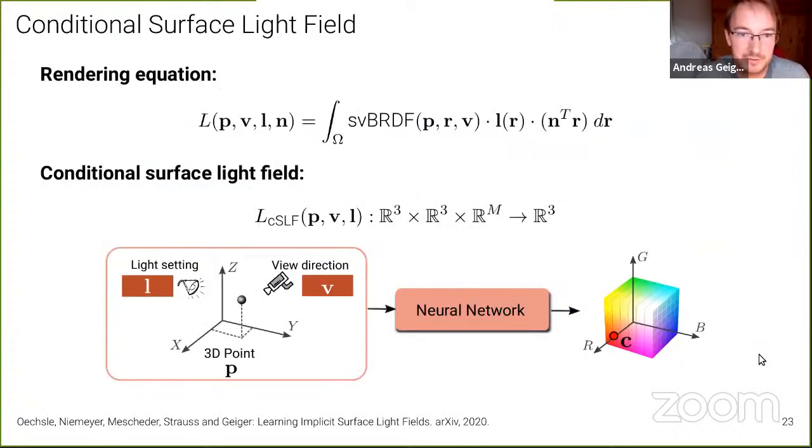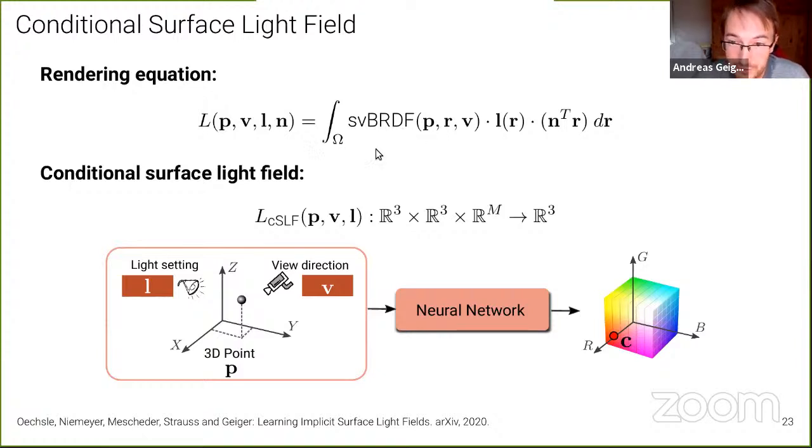So how does this work? It's actually quite simple. So how does light transport work? It's the very well-known rendering equation that you see here on the top, which is basically integrating over the hemisphere the incoming light and the reflectance, the bidirectional reflectance function.